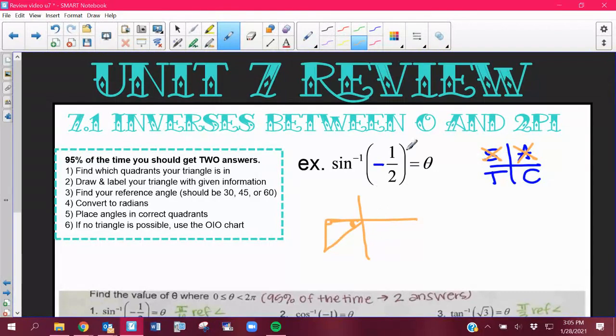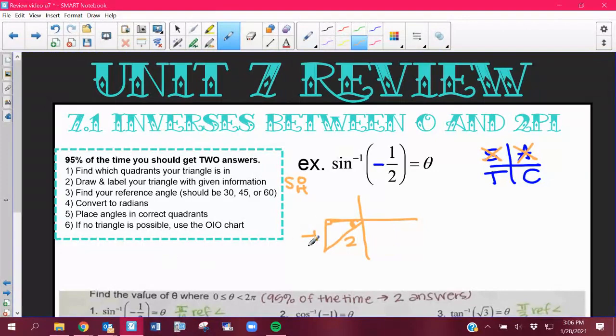So when I label this, I know that sine, so SOH-CAH-TOA, is opposite over hypotenuse. So my opposite leg is -1, and my hypotenuse should be 2. My hypotenuse is never the negative value. Your leg will be the negative value. Your hypotenuse should be positive.